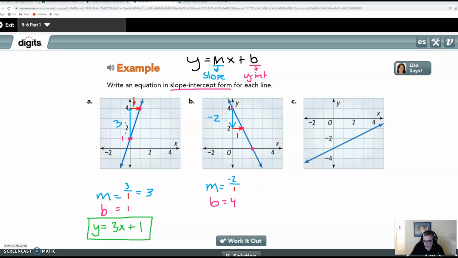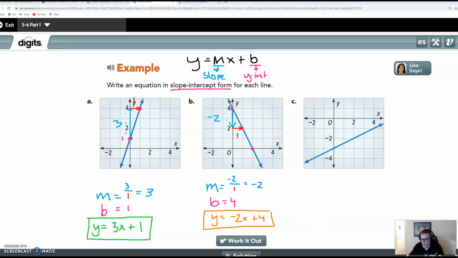So the slope is negative 2 over 1. We have to simplify that. Anything over 1 is just itself. All right, so now I go to write this equation. Don't let the negative mess you up. We just plug in negative 2 for m and 4 for b. So the equation for graph B here is y is equal to negative 2x plus 4. So this equation right here will generate a line that looks like this.